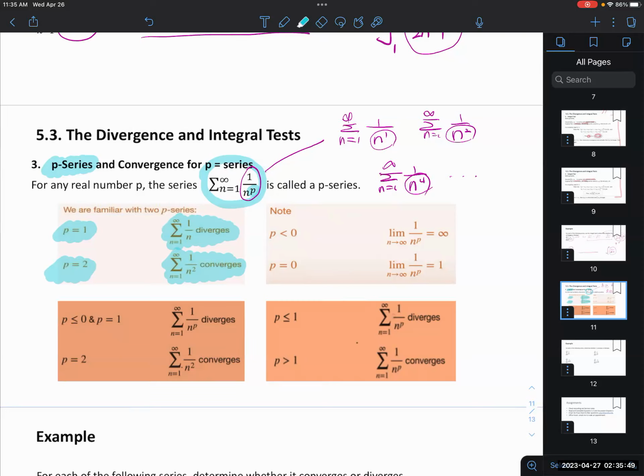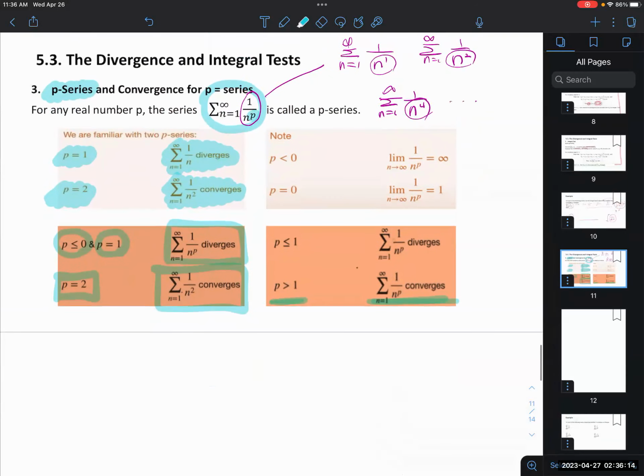So therefore, here is a more specific rule. If the p, whatever the exponent is, is less than 0, which is a negative number, or exactly 1, the series is always going to be divergent. And whenever p is greater than 1, like 2, 3, 4, 5, 6, 7, it's always convergent. So I will show you a couple examples. Just hold up there. You don't need to worry about it. I'm going to come back.